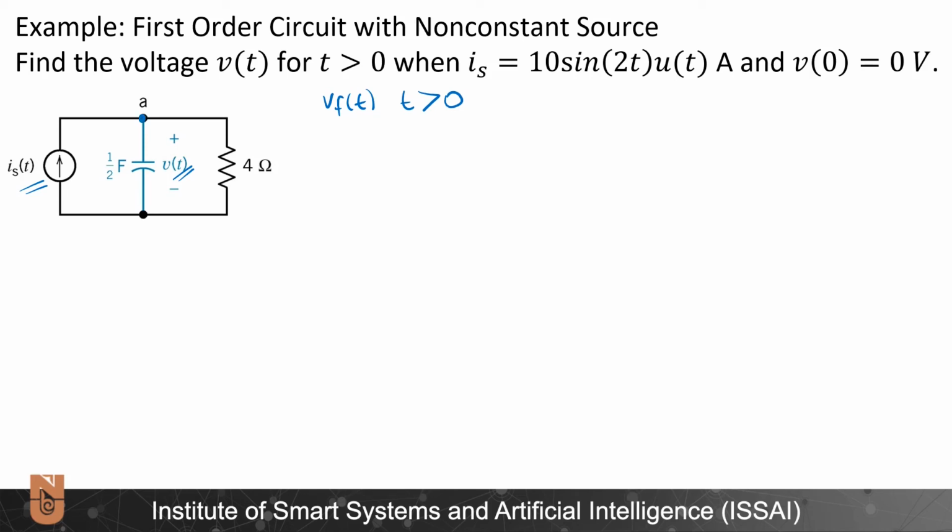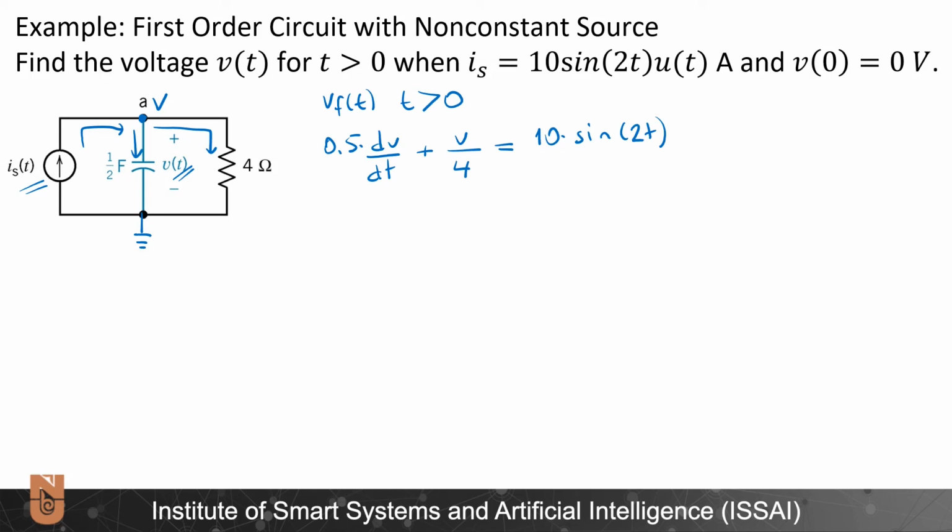For this, I want to write the KCL for this node. This current will be entering, this current will be going out, this current will be going out, and this node voltage will be V, assuming that I have the reference node here. So what will this be? The current going out from the node A through the capacitor will be 0.5 times dV over dt, plus I will have the current passing through the resistor, V over 4, is equal to 10 times sine 2t.